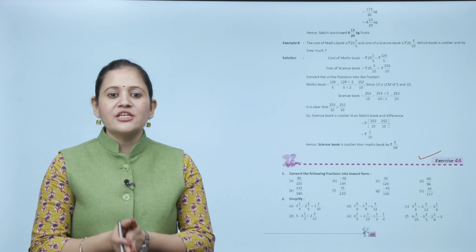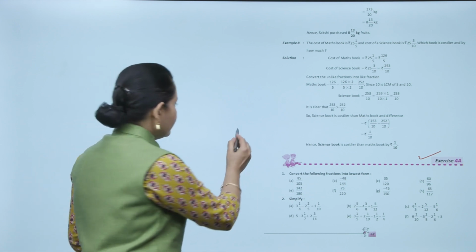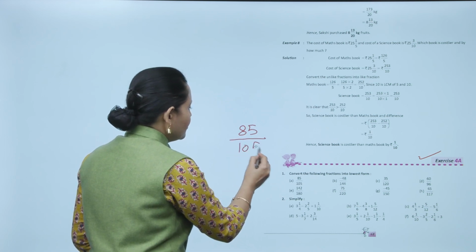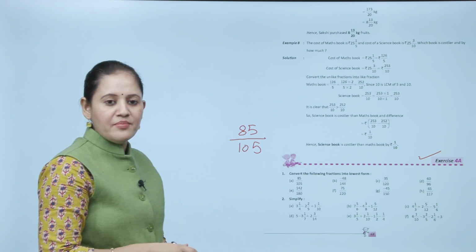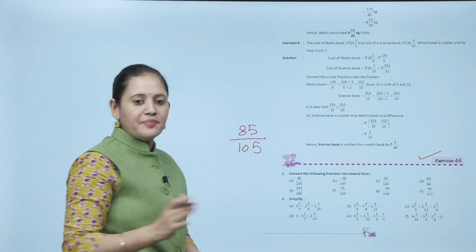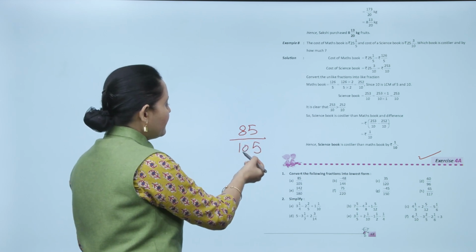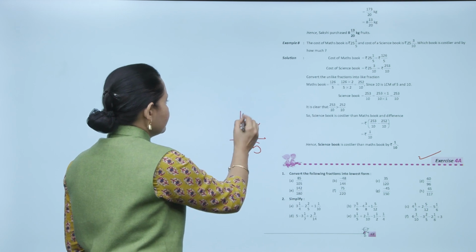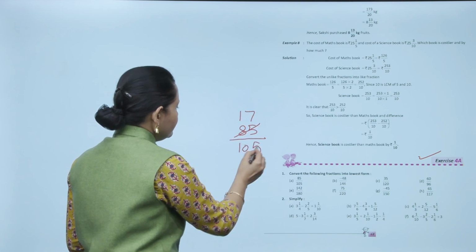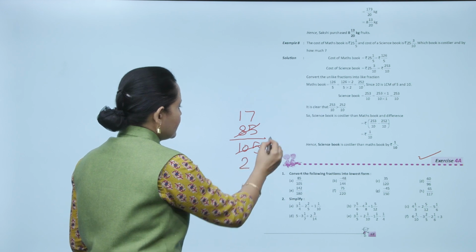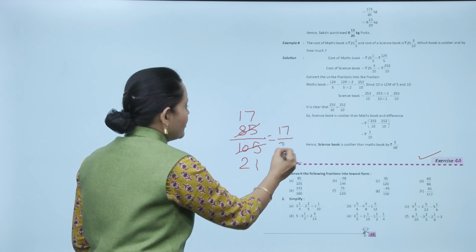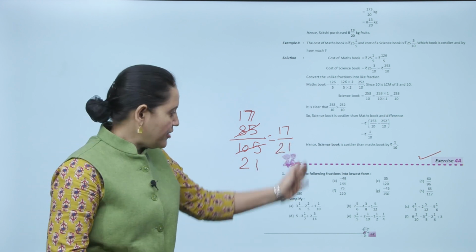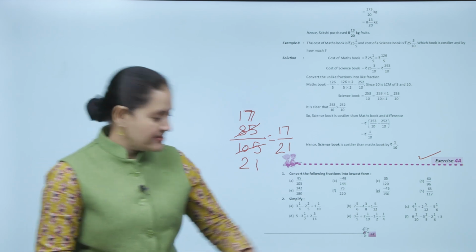Convert the following fraction into lowest form. 85 upon 105. So to convert into lowest form, we will divide both the numerator and denominator by their HCF. HCF of 85 and 105 is 5. 5 से divide करेंगे, 17. So lowest term हो जाएगा 17 upon 21. Clear? So you have to do all the questions. We'll move to next topic.